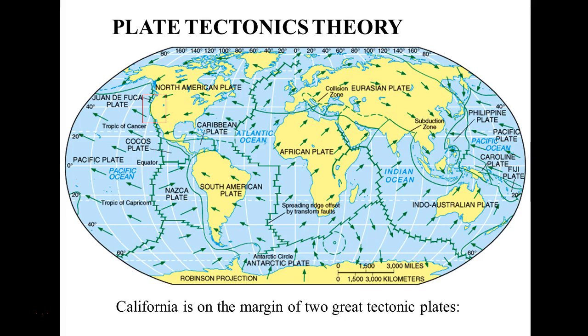Here we see the large plates that make up Earth's surface, including the Great Pacific Plate, the North American Plate, the South American Plate, African, and Eurasian plates. Note the location of California, which is on the margin of two great tectonic plates, the Pacific and the North American plates.